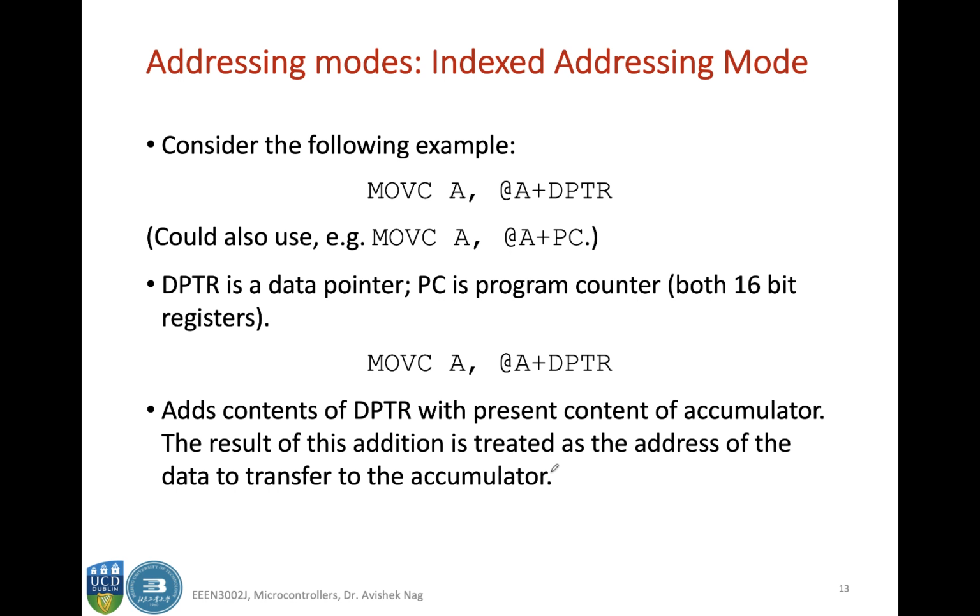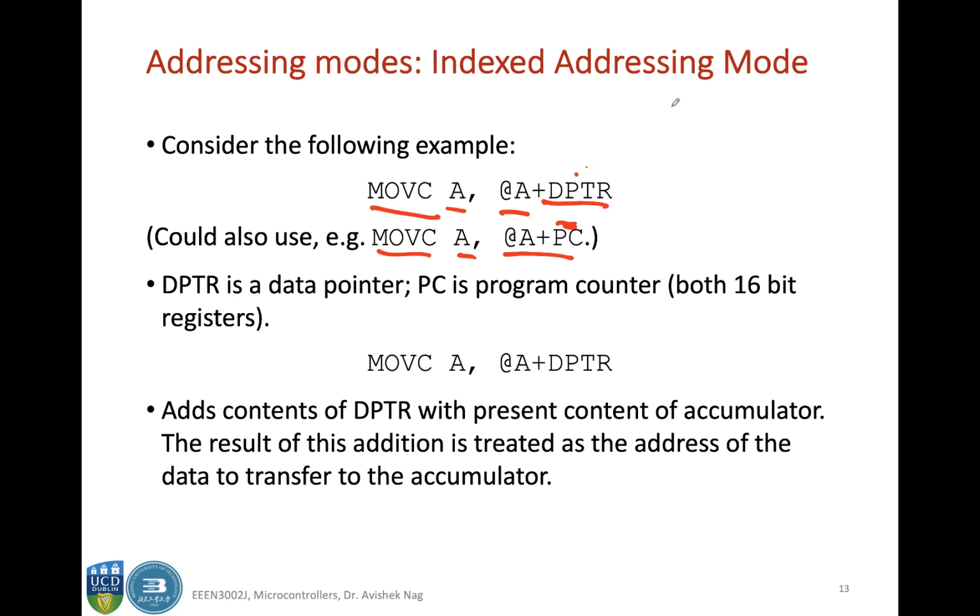So the next addressing mode is the indexed addressing mode, okay. So in this case, let us consider this example. So you have MOVC A, @A+DPTR, okay. You could also use MOVC A, @A+PC, where PC is your program counter. DPTR, as you have known from your previous lectures, is the data pointer, okay.